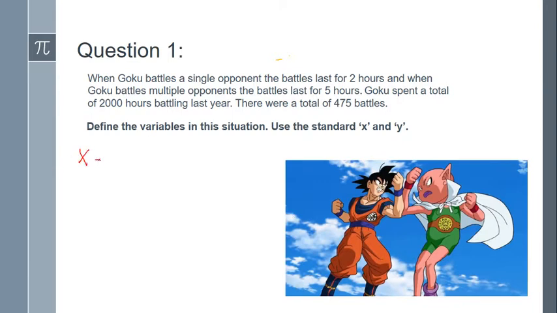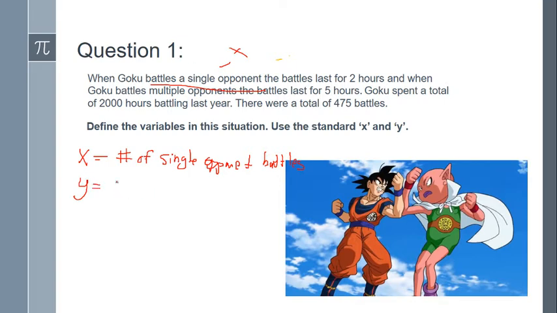So X is going to be when Goku is battling a single opponent. So we're going to define that. It's actually the number of battles, so it's going to be the number of single opponent battles. What we don't know here is how many battles there were of each, so that's what we're going to end up solving for in this project.